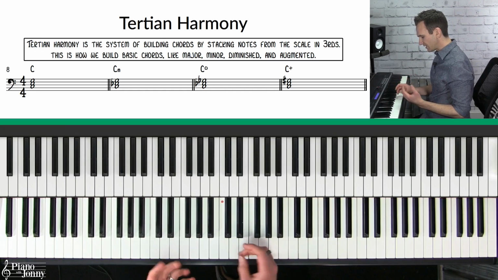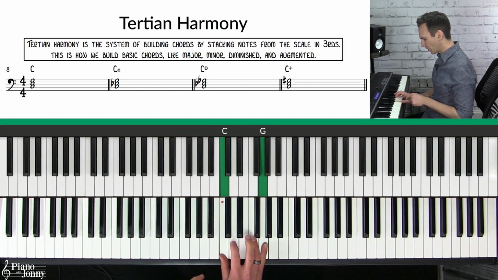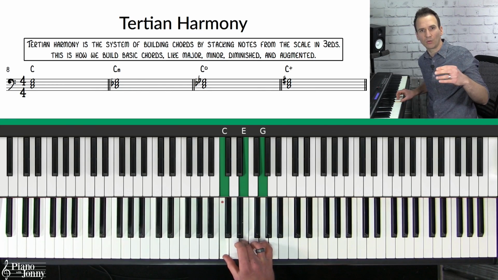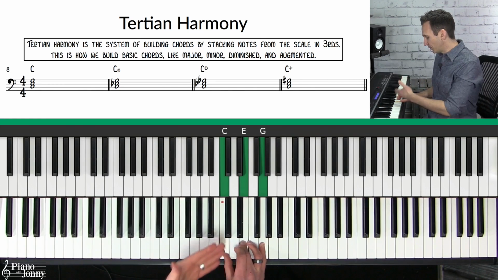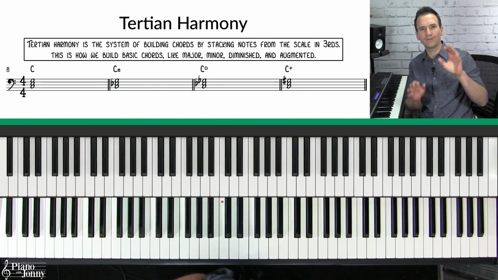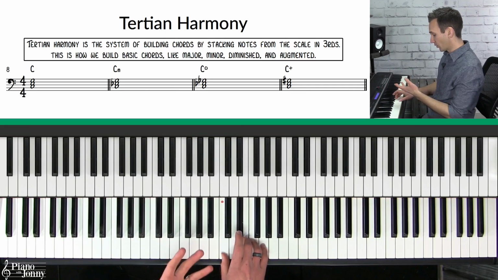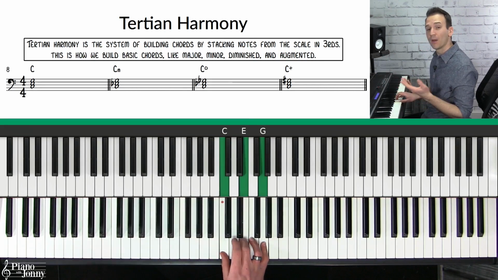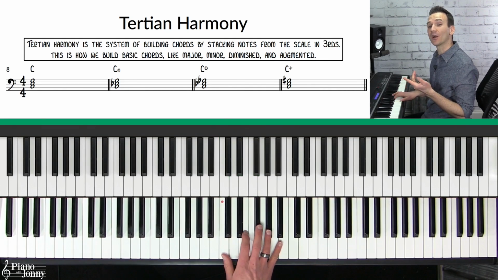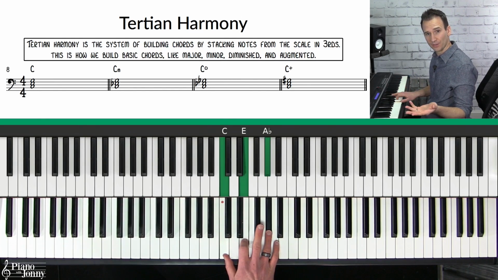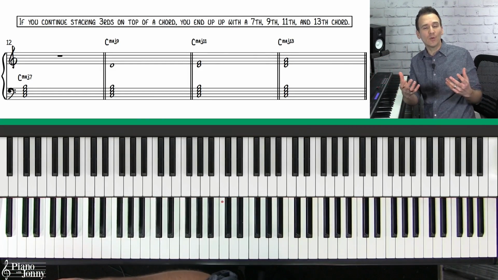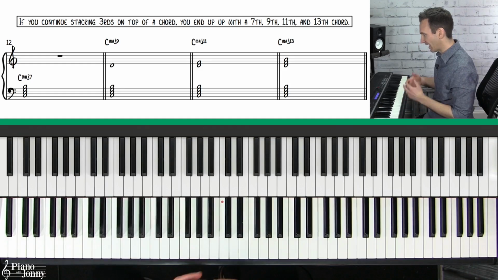When you take a chord like a C major, you might notice that all of the notes are a third apart. This is called tertian harmony, which means you build chords by stacking third intervals. And this is the case for all four of your main triad types. So major chords have two thirds, minor chords have two thirds, diminished chords have two thirds, and augmented chords have two thirds. Now, if you continue stacking thirds on top of a chord, this is how you end up with your chord extensions. And here's what I mean.